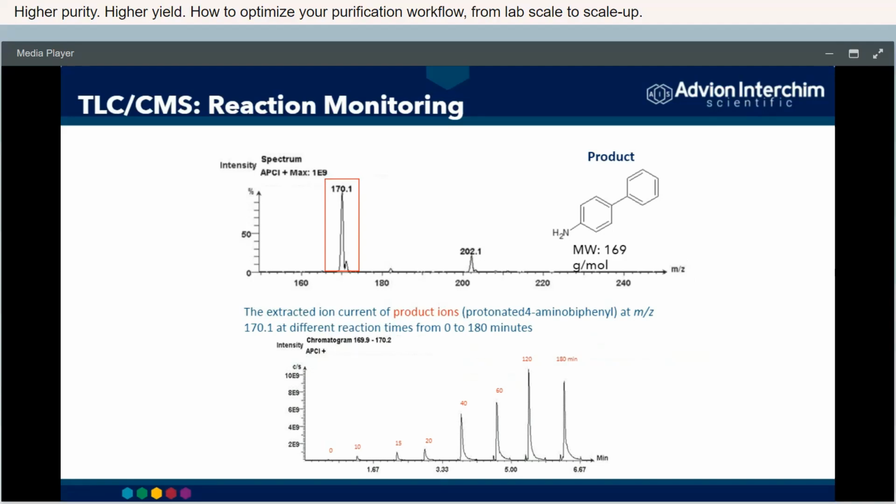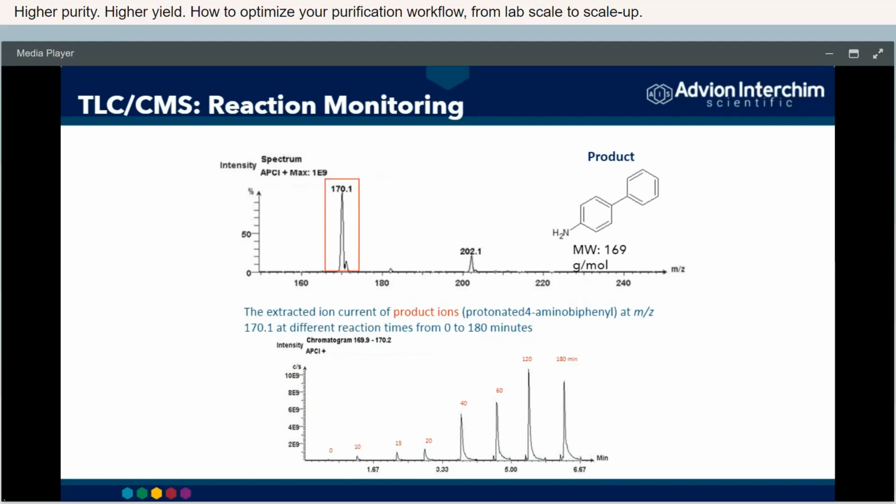Okay, so each spot was then extracted into the Plate Express, and you can see our product spectrum here for the 4-amino biphenyl. So a molecular weight of 169 grams per mole, and then it shows up as a proton adduct, so M plus H at 170. And what you can see in the bottom figure is that over time, as expected in the reaction, the product is appearing, and what we should also see, not shown here, is the reactant disappearing.